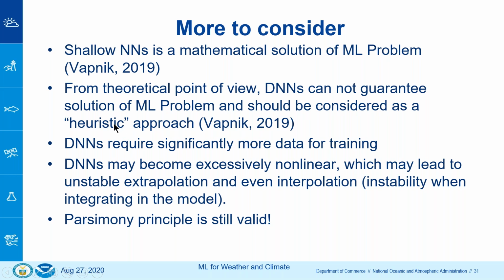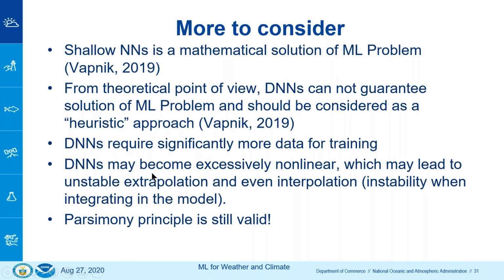It doesn't mean that in the future somebody won't prove that a deep neural network also provides a mathematical solution for the machine learning problem. But at least now, what was proven is that a mathematical solution is a shallow neural network. However, even without this work, as I said, a lot of papers report instability when using deep neural nets. And it means that the source of this instability could be well understood.